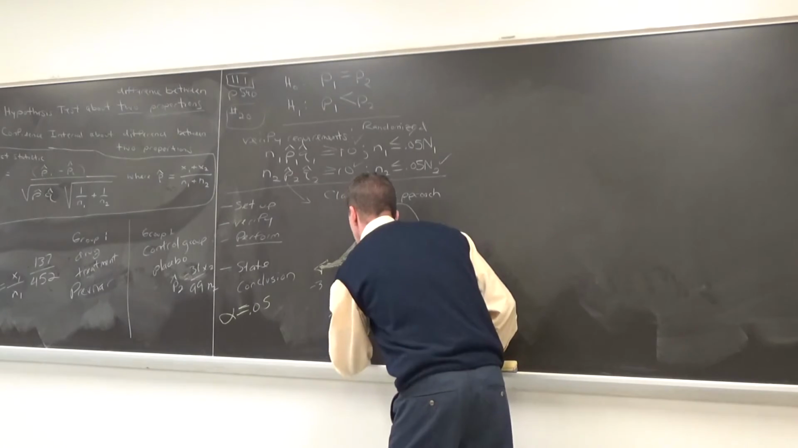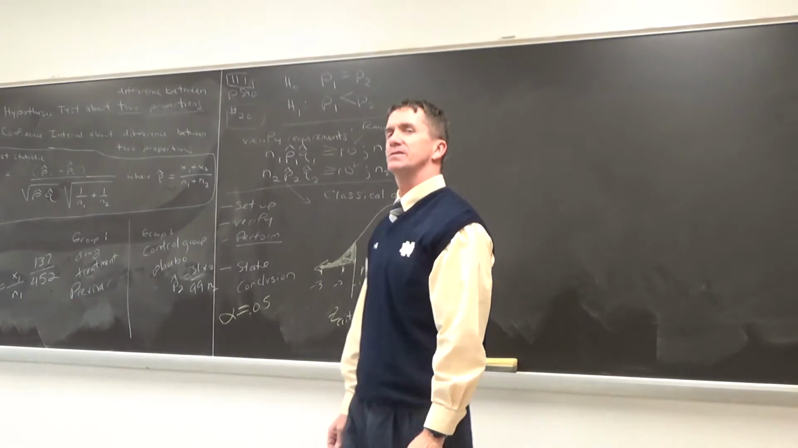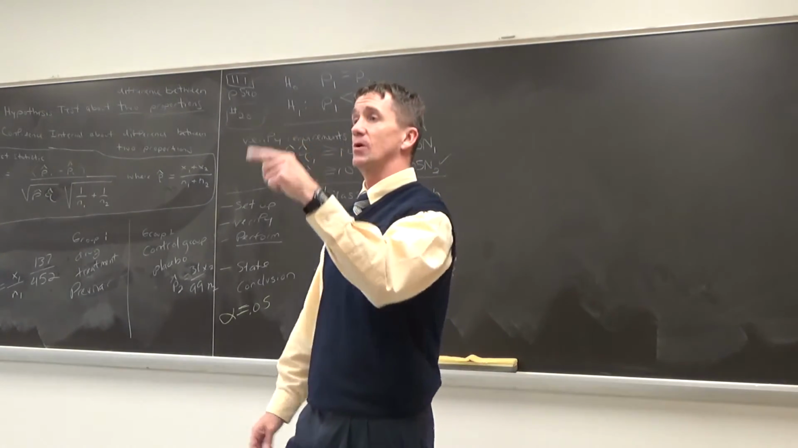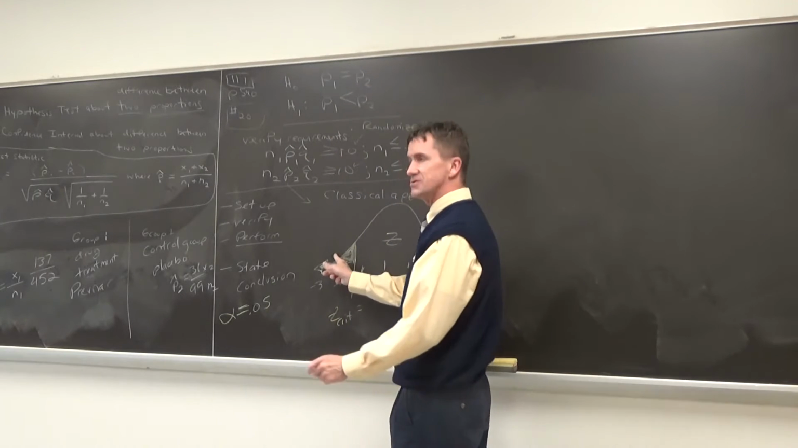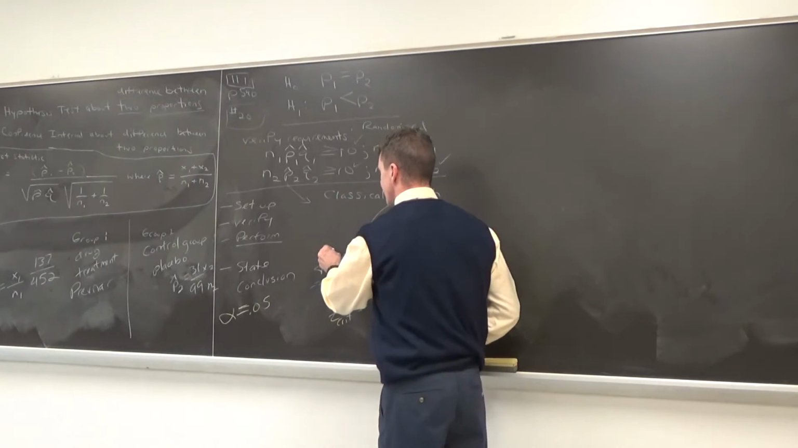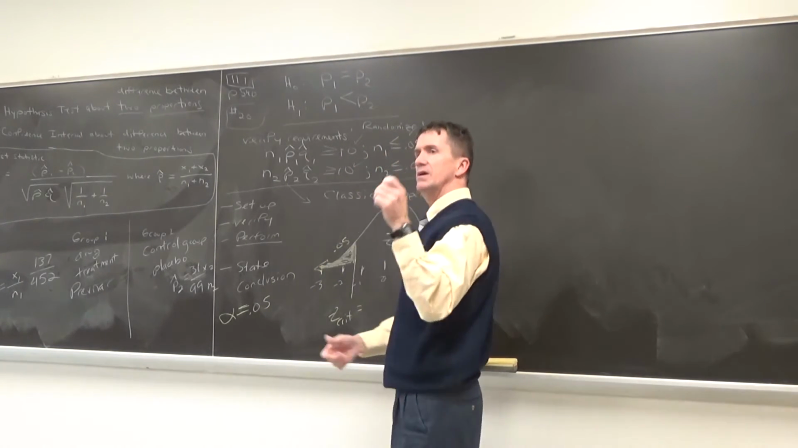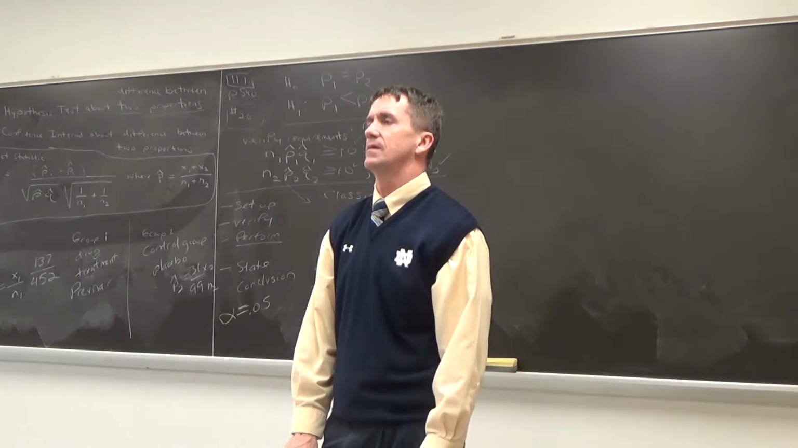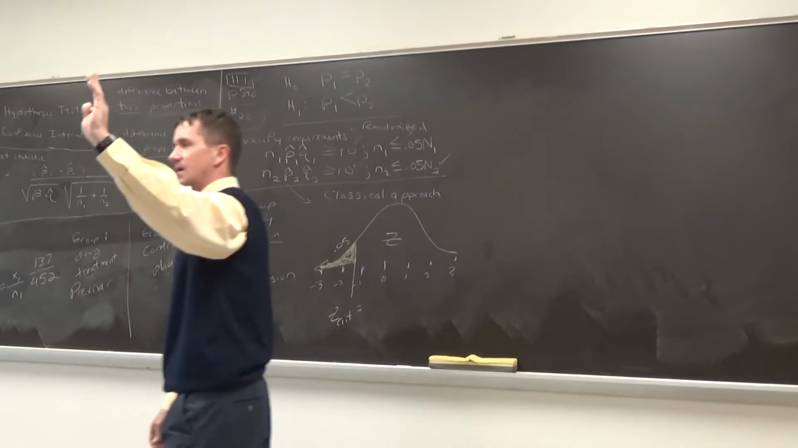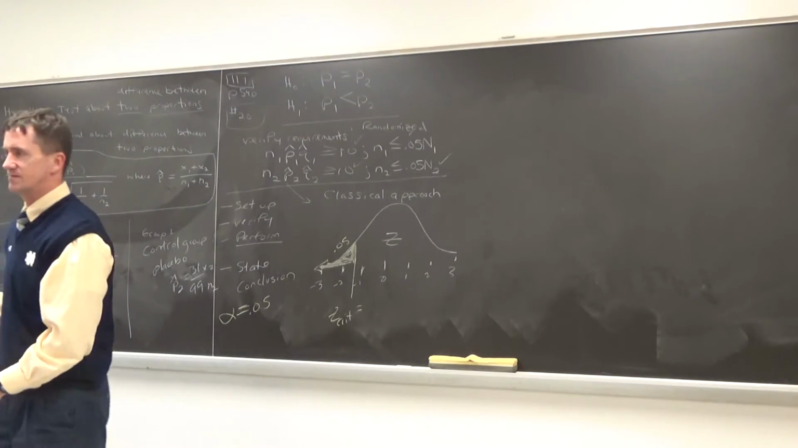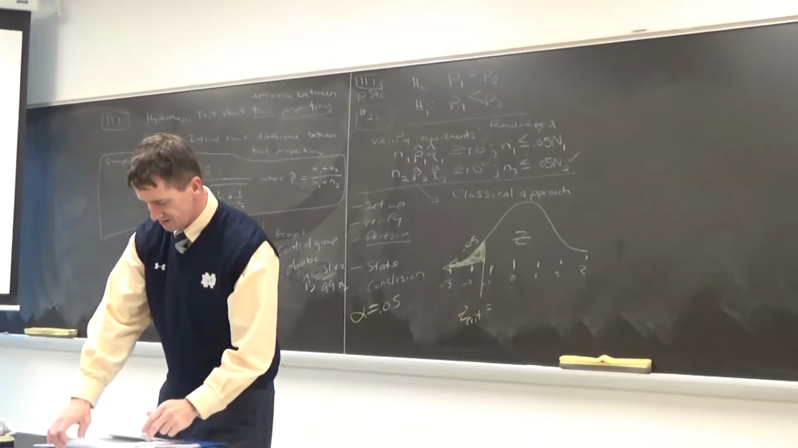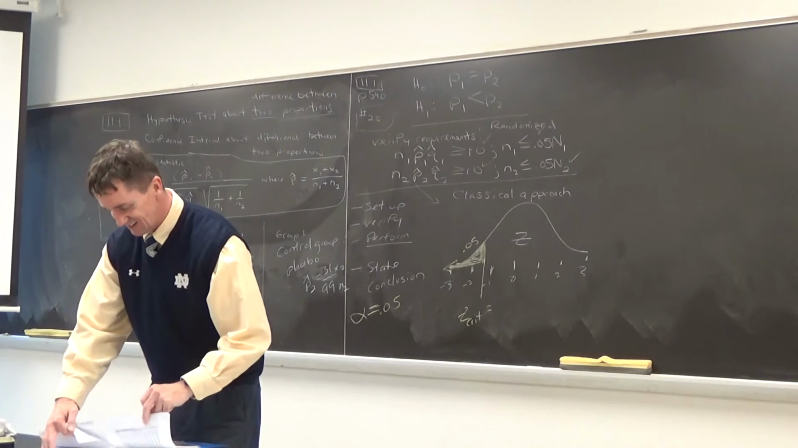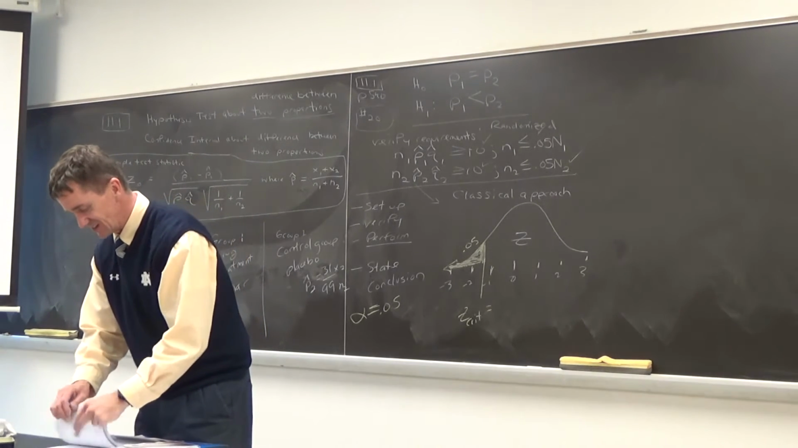Let's talk about technology. How do I get the Z crit with technology? Inverse norm, what percent? 0.05. So if you want to use your technology right now, hit inverse norm 5%. A lot of us get it off the chart, right? A lot of us get it off the table, so let's get our tables.